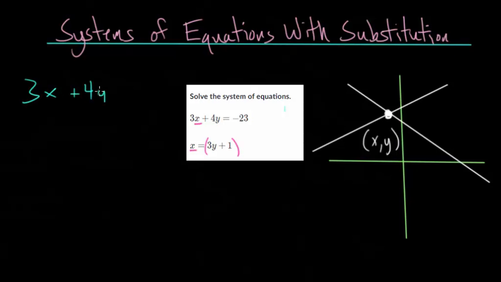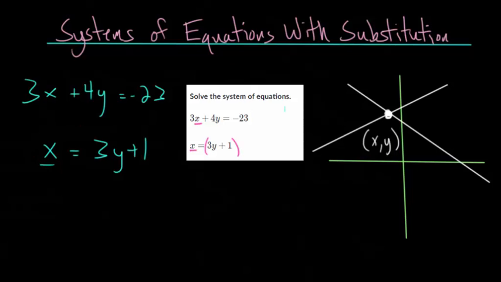3x plus 4y equals minus 23. And this bottom equation has already been solved for x. Now in more difficult substitution problems for these systems of equations, both equations will not be solved for anything, and you'll have to pick one of them to solve for and then plug it into the other one. But in a lot of these exercises, possibly all of them on the Khan Academy, one variable is already solved for. So you don't have to do that first step of actually solving for x. It's already been solved for.